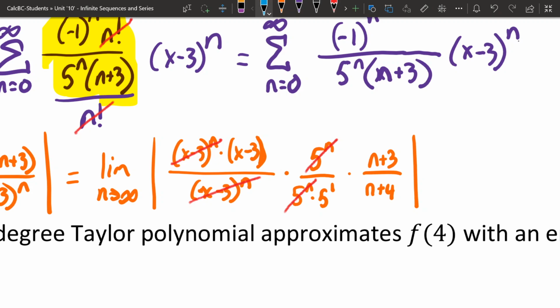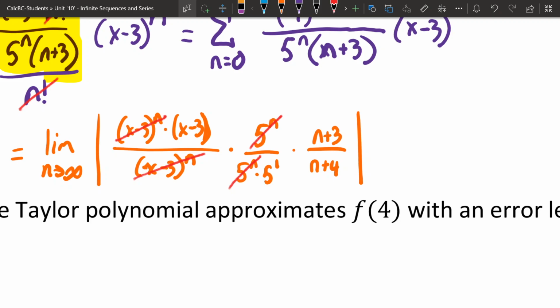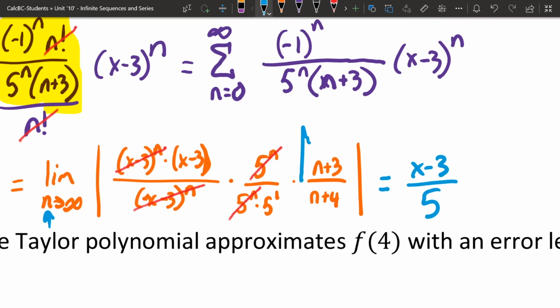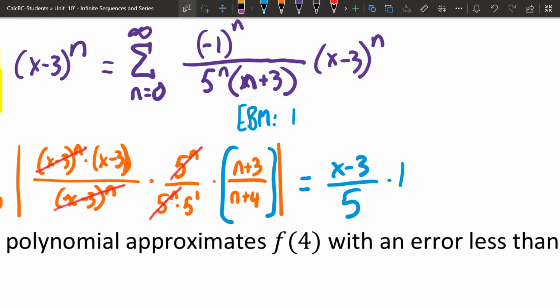Let's go ahead and evaluate our limit while we are at it. Notice that when we're evaluating our limit, we're evaluating as n approaches infinity. So that doesn't affect that x minus 3, and it doesn't affect that 5 in the denominator. What we do want to do is look at the n plus 3 over n plus 4, which would just be n over n, which is just 1. So this is essentially times 1. So our limit is just x minus 3 over 5.